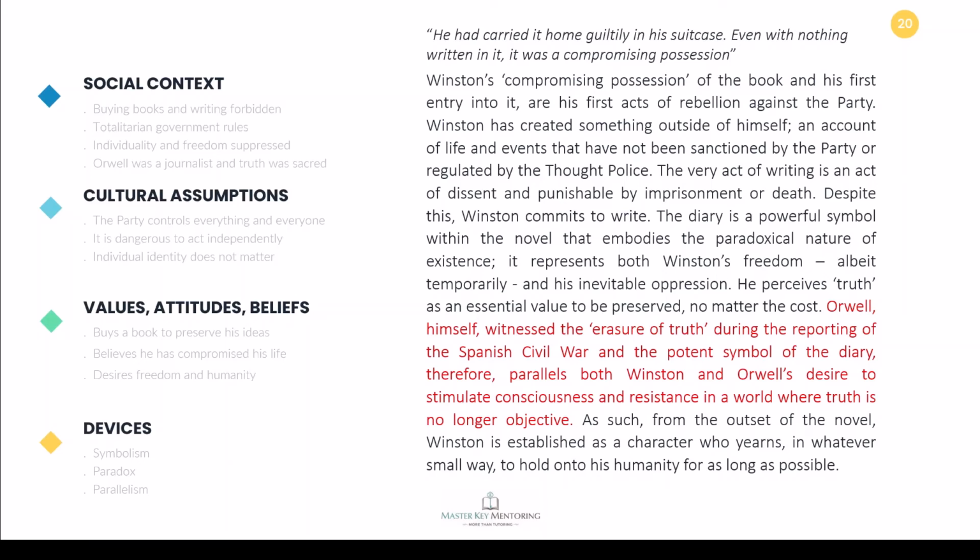The diary is a powerful symbol within the novel that embodies the paradoxical nature of existence. It represents both Winston's freedom, albeit temporarily, and his inevitable oppression. He perceives truth as an essential value to be preserved, no matter the cost. Orwell himself witnessed the erasure of truth during the reporting of the Spanish Civil War, and the potent symbol of the diary, therefore, parallels both Winston and Orwell's desire to stimulate consciousness and resistance in a world where truth is no longer objective. As such, from the outset of the novel, Winston is established as a character who yearns, in whatever small way, to hold on to his humanity for as long as possible.